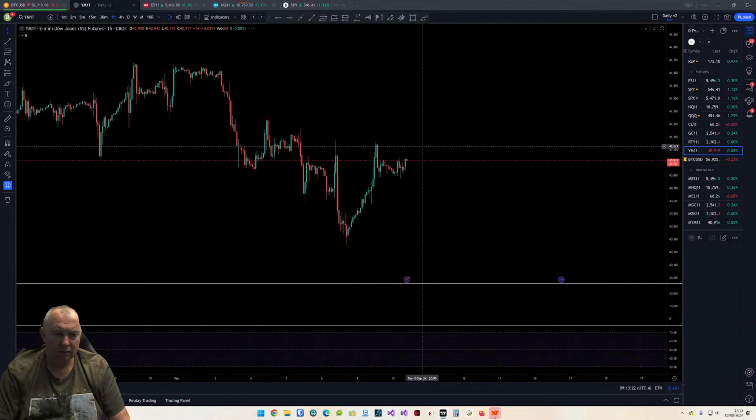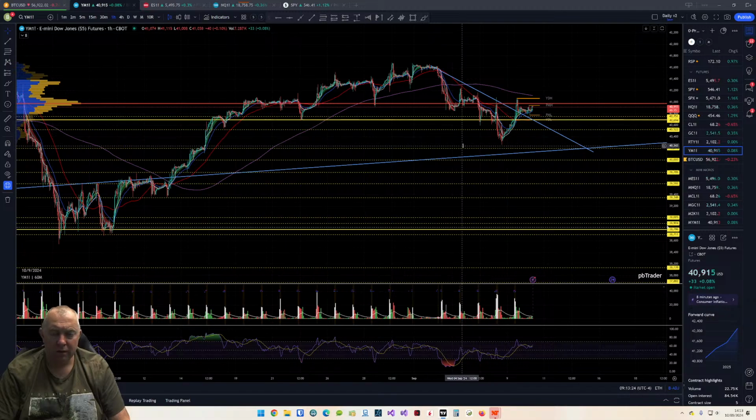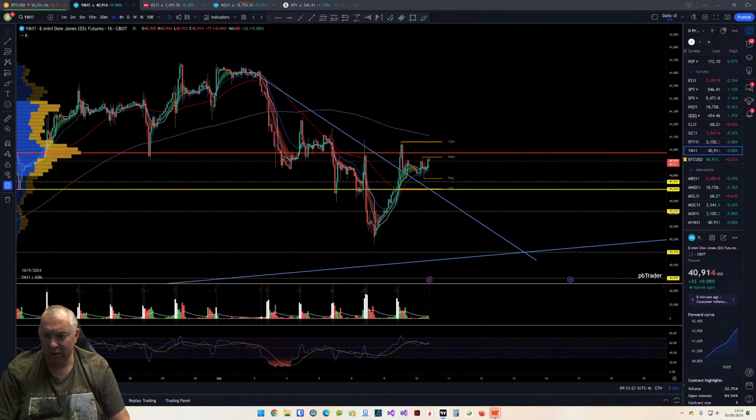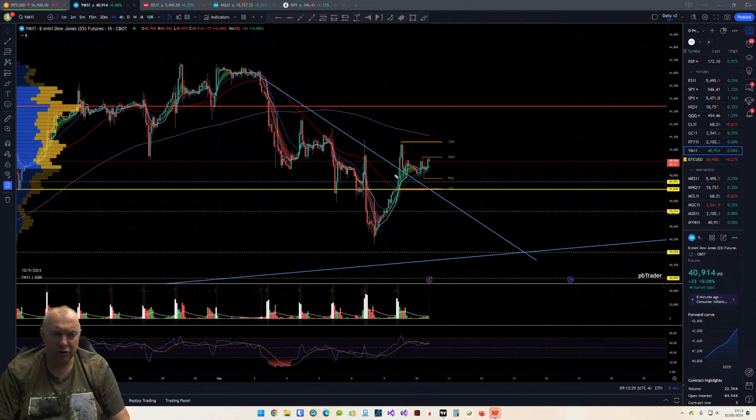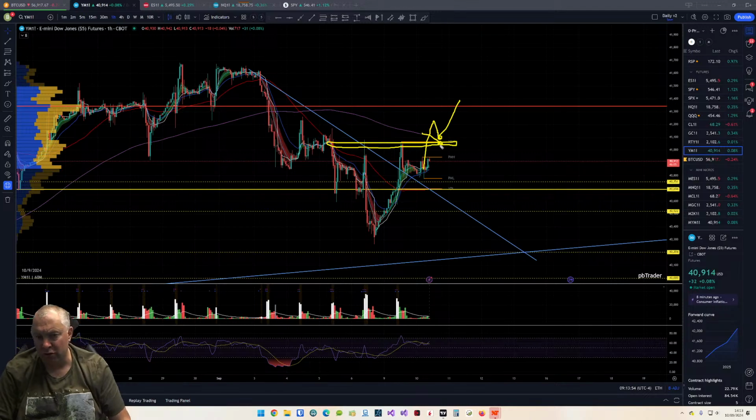YM. This is a nice pattern. Broken the trend line yesterday, came back, retested it, came close to retesting, but we had this level we was watching. This is the inverse head and shoulders pattern, and I do quite like the break and retest of yesterday's high. That's the neckline, but only if we break and retest and close above the 200. So if the 200 moves down into this region, then it'll be a much stronger move.